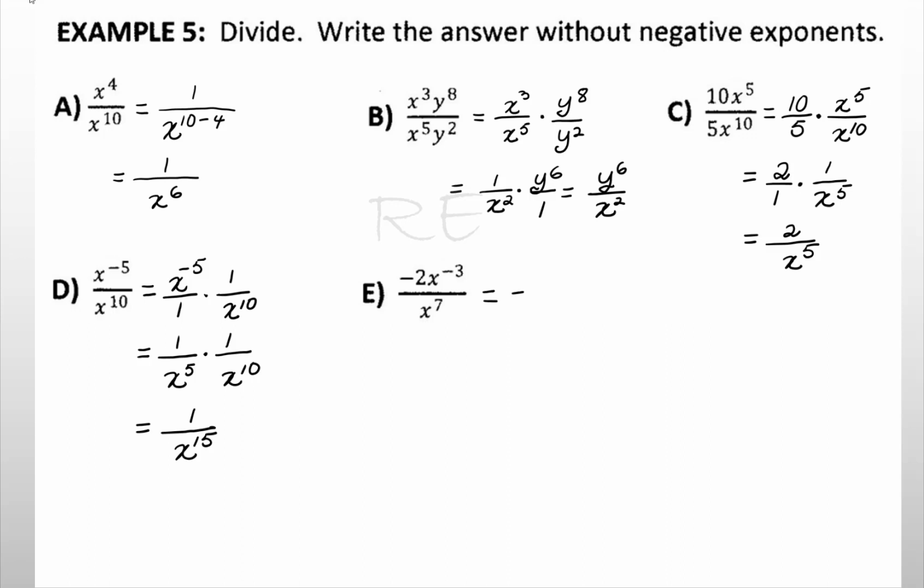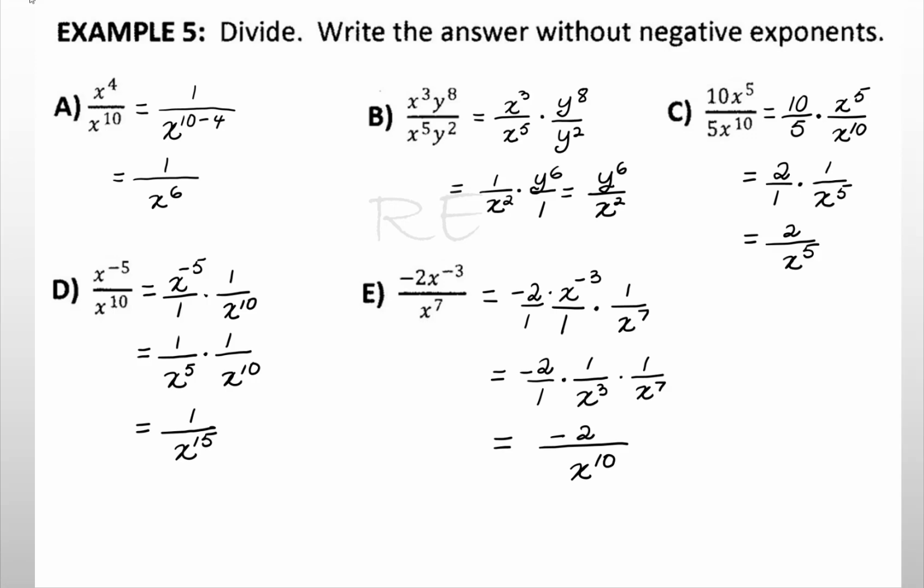Negative 2 is where it's supposed to be, negative 2 over 1. Now x to the negative 3 over 1 and 1 over x to the 7. x to the negative 3 will have to be moved down. So it's negative 2 times 1, which is negative 2. And then we're going to have 1 over x cubed multiplied by 1 over x to the 7th. Negative 2 times 1 is negative 2. x cubed times x to the 7th is 3 plus 7, which is 10, x to the 10.